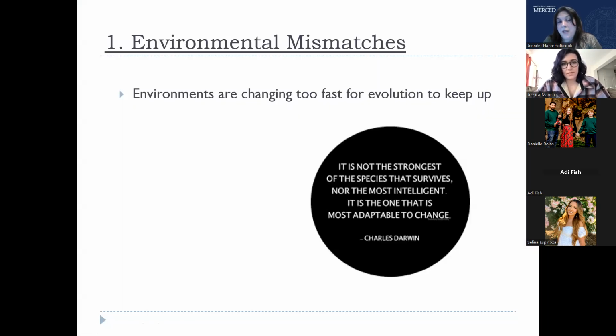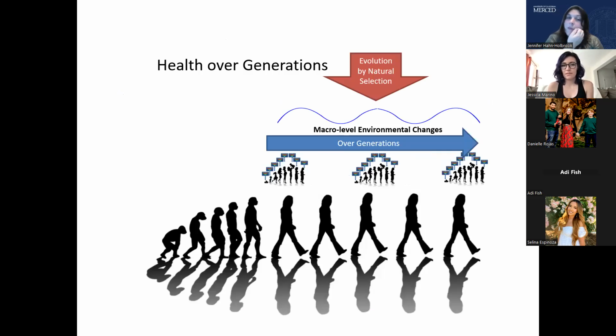Evolutionary mismatches are when environments are changing too fast for evolution to keep up. Charles Darwin wrote, "It's not the strongest of the species that survives, nor the most intelligent. It is the one that is most adaptable to change." Spencer came up with the term survival of the fittest. What that means is not the best, but the survival of those organisms that are best fit with their environment. If the background environment's brown, better to be brown. If it's green, better to be green. Whatever suits that specific environment is better. That means there are no good genes or good traits. It's just a good fit with the environment, a really important thing.